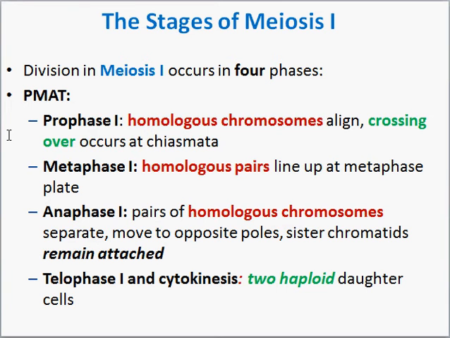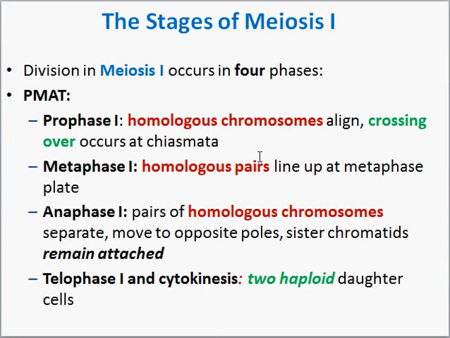So for meiosis I, we have PMAT, P-M-A-T, prophase, metaphase, anaphase, and telophase. Prophase, during prophase, chromosomes become visible, the nuclear envelope disappears, and the mitotic spindles form. And in this case, homologous chromosomes are going to start to align with each other. Then metaphase I, generally something aligns at the center. In this case, homologous pairs of chromosomes align at the center. Anaphase, something separates. So in anaphase I, homologous chromosomes separate, and they move to opposite sides. The sister chromatids are attached, and then in telophase I, 2 haploid daughter cells form.